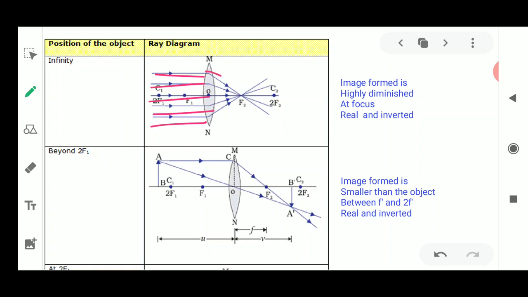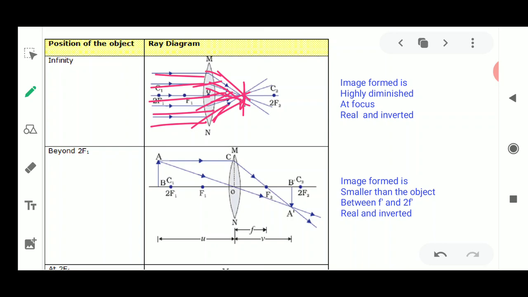Now once all of these rays refract from this lens, what you are going to see is that they are going to cross and fall at the principal focus. So what kind of image will it be? The image formed will be highly diminished. Why highly diminished? Because it is formed at focus and you cannot even see the image. So it will be very diminished.